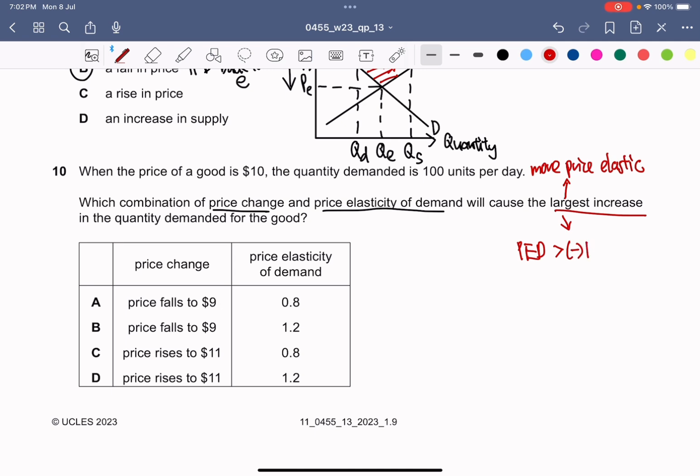1. Okay. And when we say increase in demand, it means that when you reduce the price, quantity demanded will increase. Okay, these are the 3 pieces of information that we need to know in order to answer this question. So first one we already know. It needs to be bigger than 1, so the answer is not this one. So we eliminate A and C. Let's see the price change. When we want to increase the quantity demanded, you need to reduce the price, so it's definitely this. Price falls to $9. The answer is B.